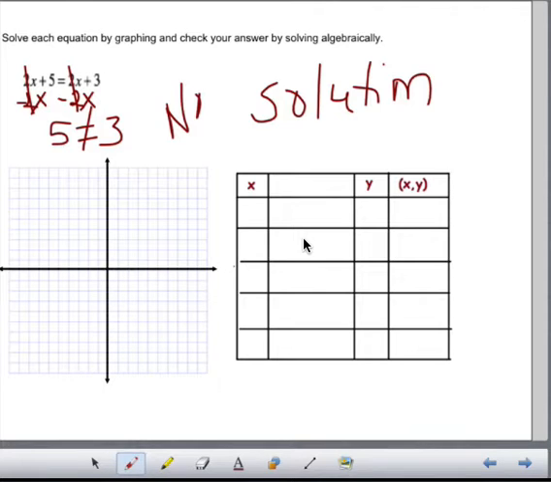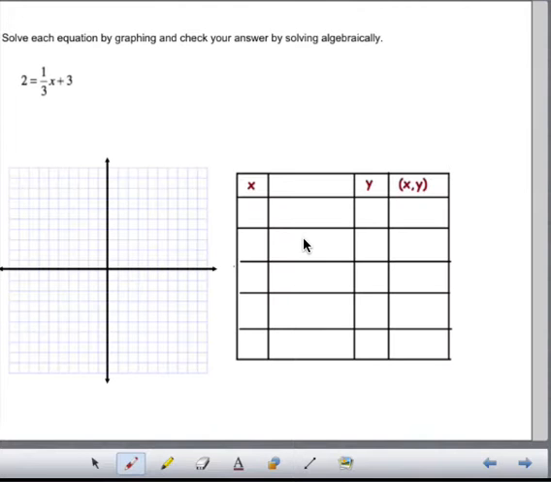Okay, so that was easy. Didn't even have to graph, because I couldn't find the 0 of the function. All right, so look at this next one. Again, I want to get the 0 of the function, so I've got to get it set equal to 0.